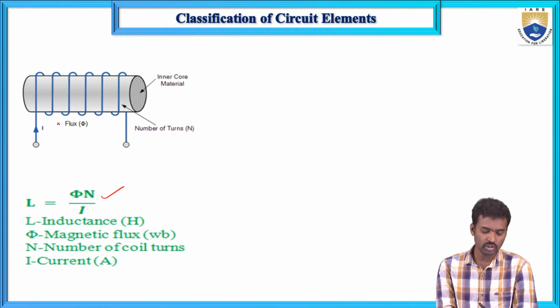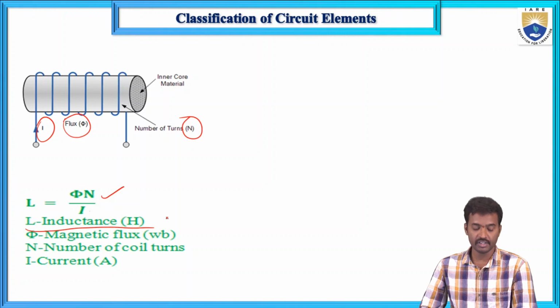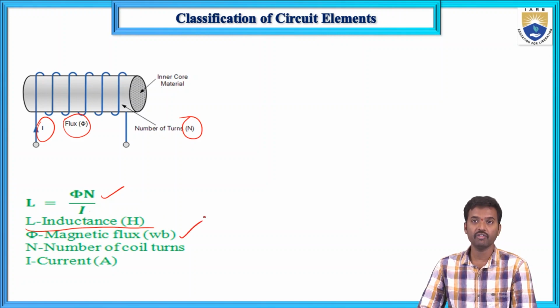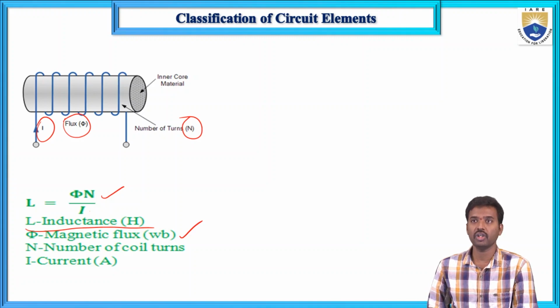Here L equals phi into N divided by I. Here L is the inductance in henries, N is the number of turns, phi is the magnetic flux, that is the magnetic field in Webers, and I is the current flowing through the coil.